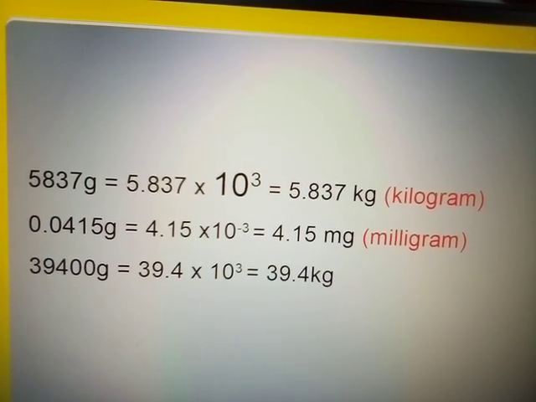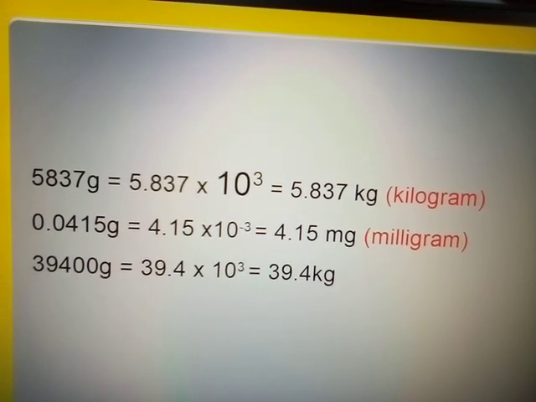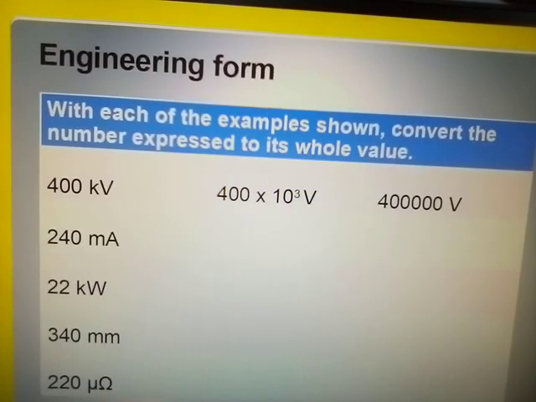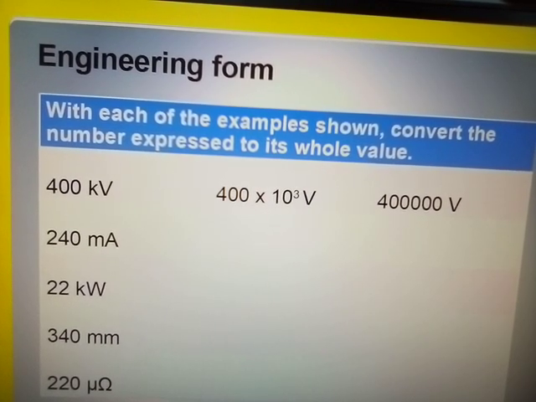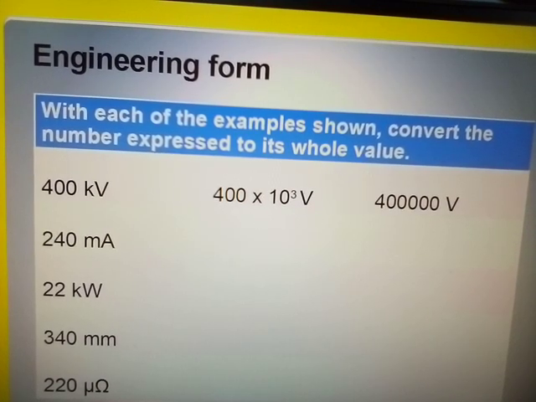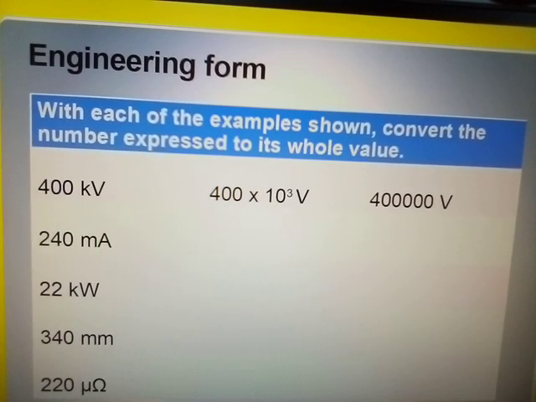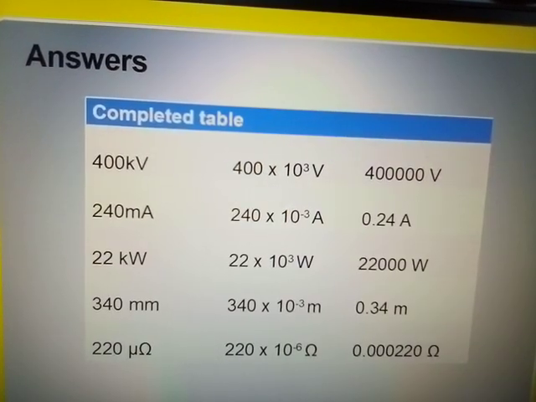And again, I've just expanded this here larger for you so you can see it at your own recap session. Okay. And again, with each of the examples shown, convert the number expressed to its whole number. Okay. So again here, you will do this for yourself. Okay. And here are your answers.